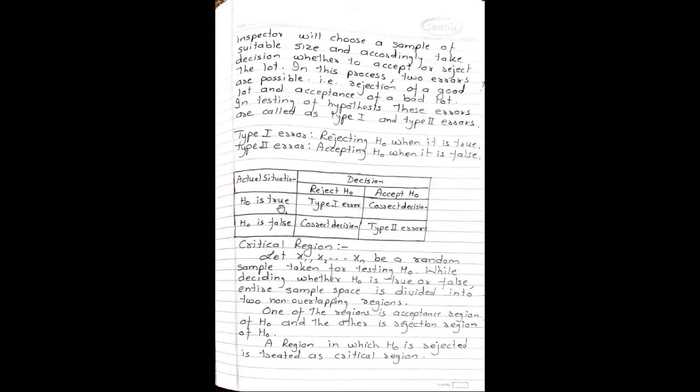Actual situation, H naught is true and decision is we are accepting H naught. Then there is no error, so it is a correct decision. Actual situation, H naught is false and we are rejecting it. Then it is also a correct decision. Actual situation, H naught is false and we are accepting it. Then it is called type 2 error.